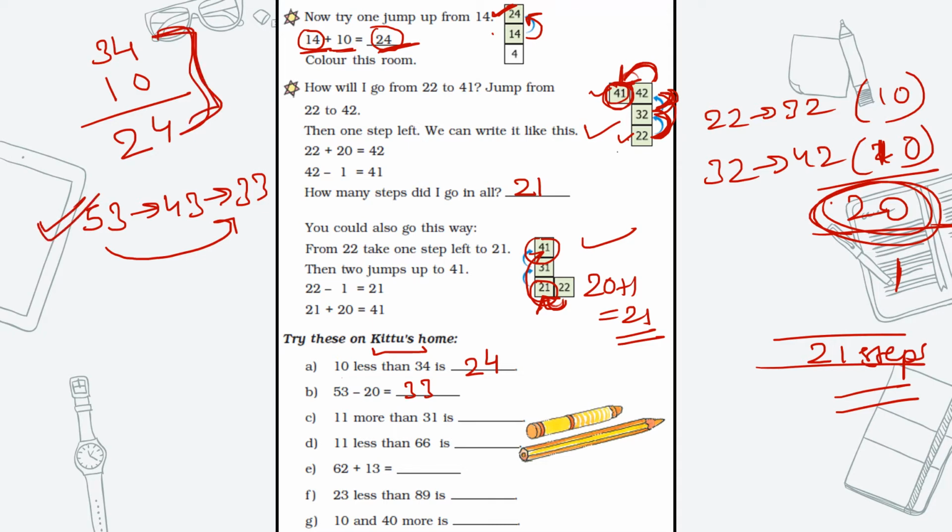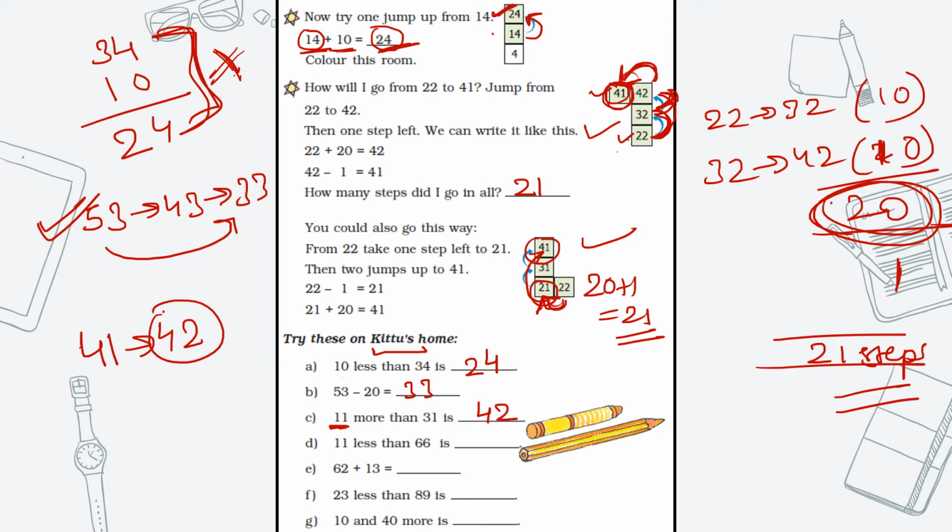11 more than 31. So the shortcut is we will avoid doing this method as much as possible. So our next thing would be 11 more than 31. So what is 10 more than 31? 41, right? We need to do 11. We need to add one more. So we will have 42. Clear, shorter, simpler, right?